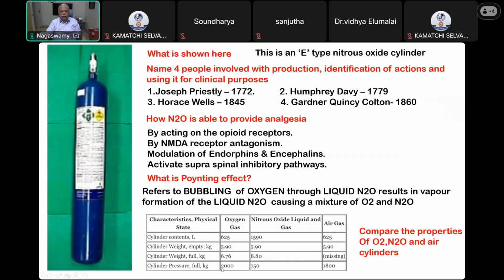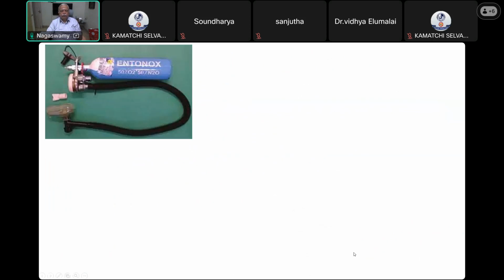It will be more or less slightly different. And cylinder pressure, full cylinder pressure for oxygen is 2000 psi. For nitrous it is 750, and medical air is 1800. What you get for your day-to-day use is almost close to the oxygen level. Only nitrous oxide has a full cylinder pressure of 750, because it is partly in liquid form and it is only the vapor which is causing the pressure.